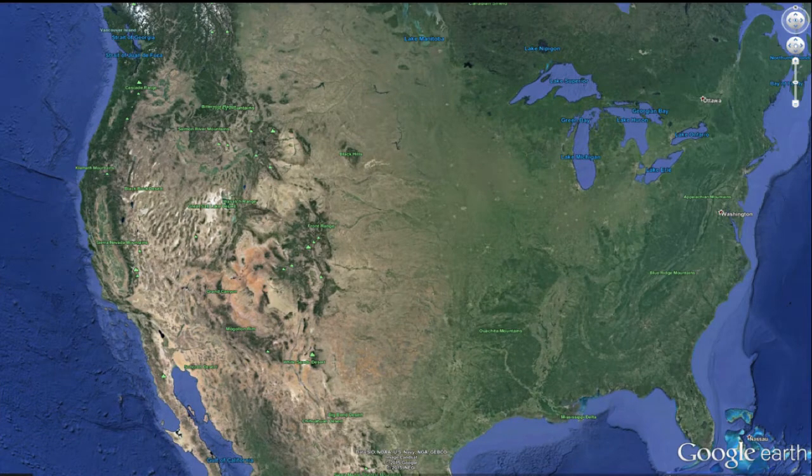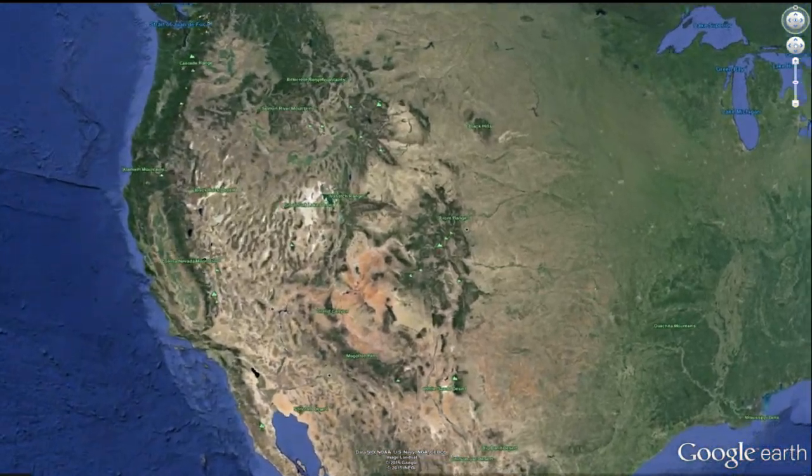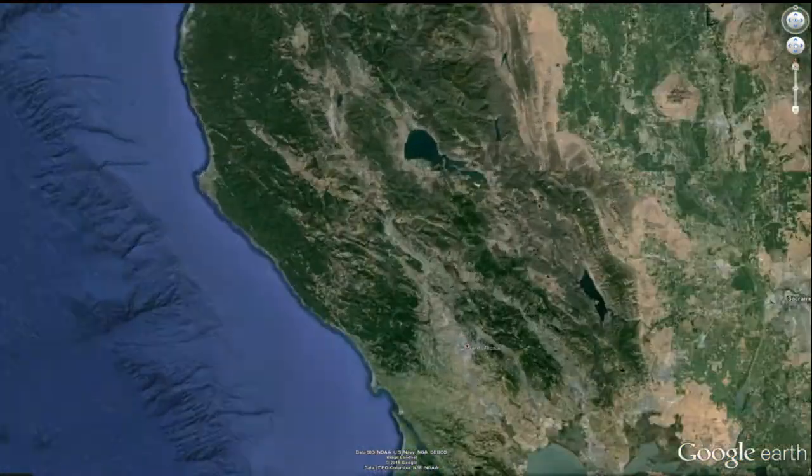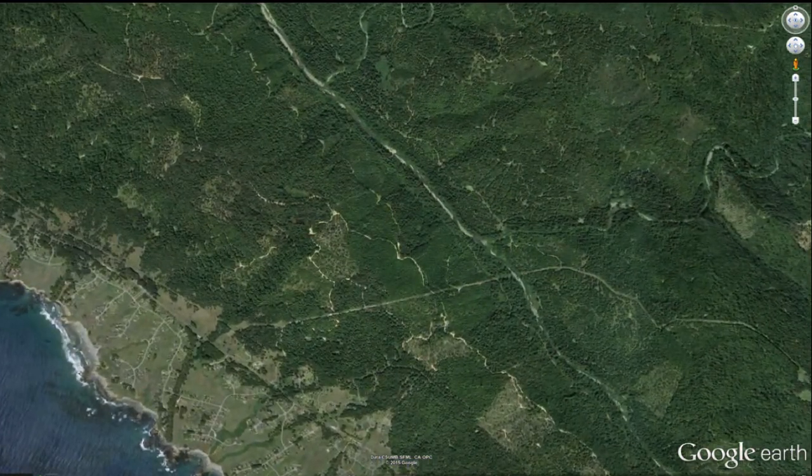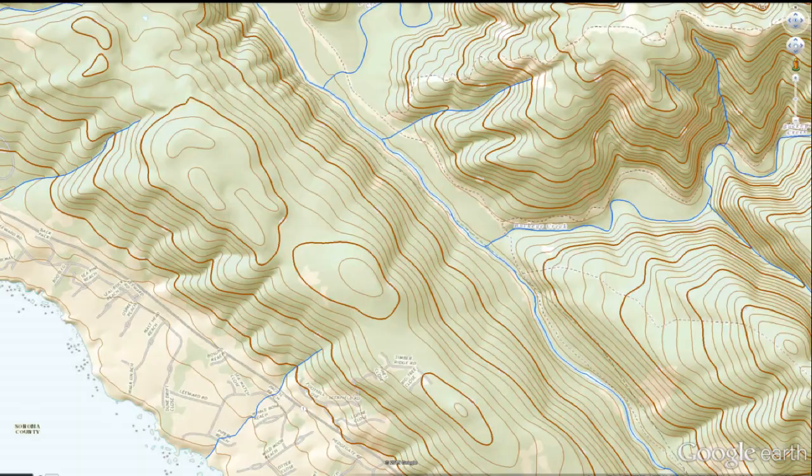In this video, we're going to look at contour lines and elevation profiles. This is the Sea Ranch region in California. The first thing we're going to look at are contour lines. So let's turn on a topographic map overlay. Now that we've got the topographic map overlay turned on, let's tilt the landscape so that we can get a feeling for how it looks.